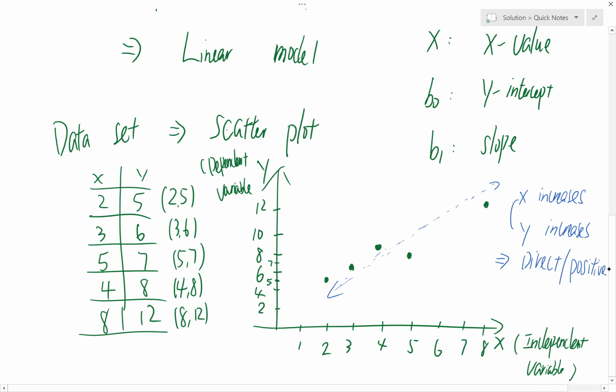Meaning they both move in the same direction. That's what they call a direct and positive relationship. So the scatter plot is one of the most important tools we use to understand the relationship between those two variables.